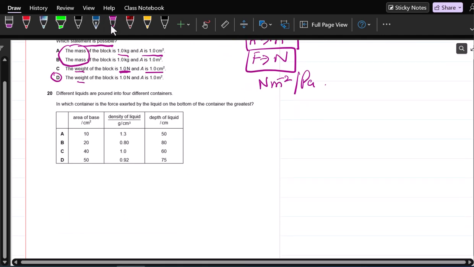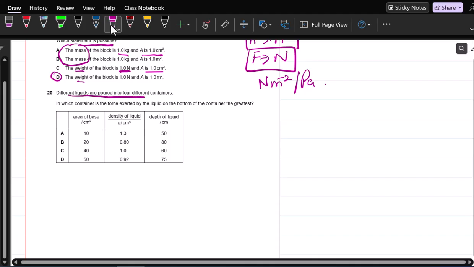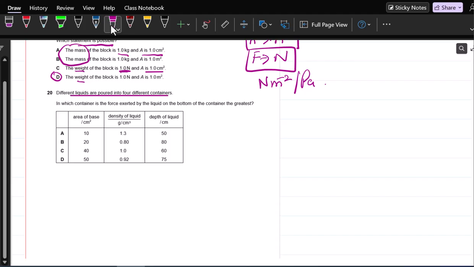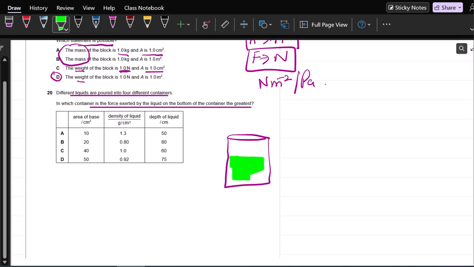Moving to question 20. Different liquids are poured into different containers. In which container is the force exerted by the liquid on the bottom of the container greatest? So here we have a container, and in this you have a liquid. Some force is going to act at the bottom, and that force we have to calculate. We are given area, density, and depth. You know pressure is equal to rho g h. One formula we know is this.